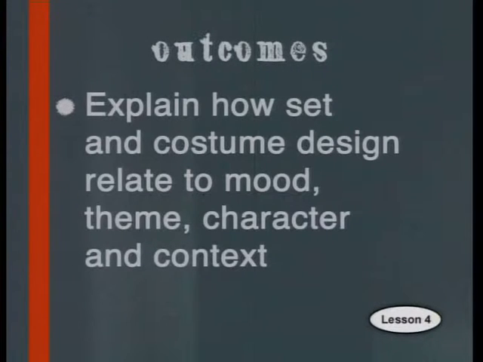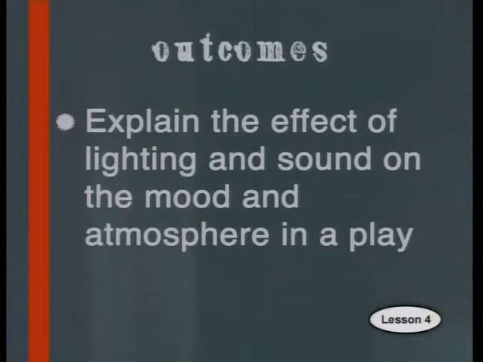In this lesson, we're going to find out how some of these elements help create a context and setting for the play and how they support the unfolding of the story and the development of the characters. By the end of this lesson, you should be able to explain how set and costume design relate to mood, theme, character and context. Explain the effect of lighting and sound on the mood and atmosphere in a play.